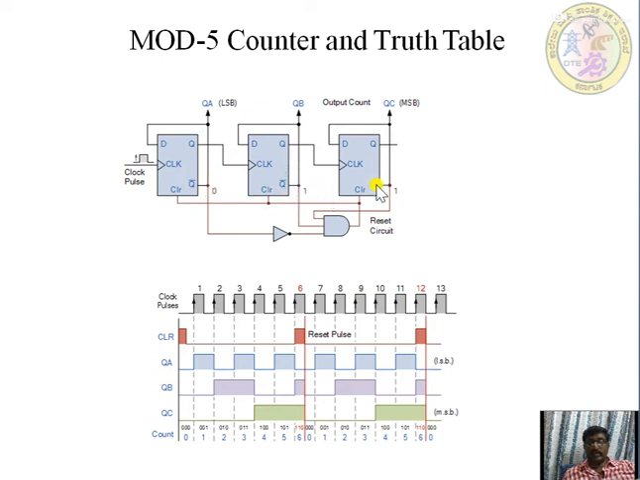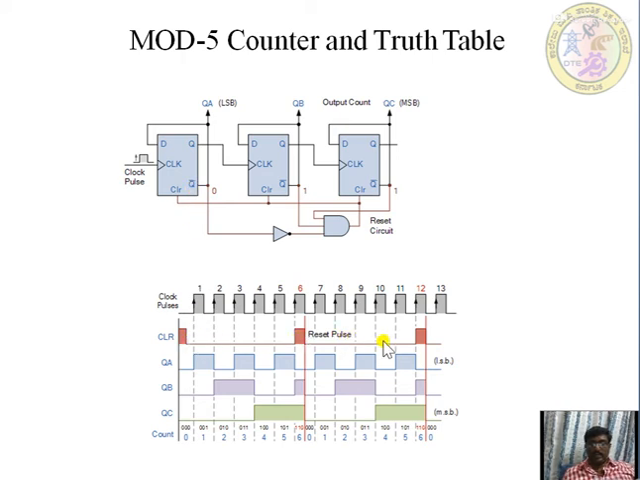Whatever the value will be, 1 1 0, we connect to the NOT gate along with this, and the output of the AND gate is connected to the clear button. As soon as it reaches 1 1 0, the AND gate output is 1. As soon as the clear button is 1, it should set back to reset 0.